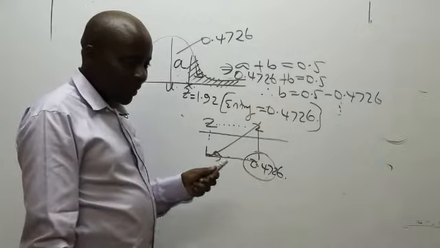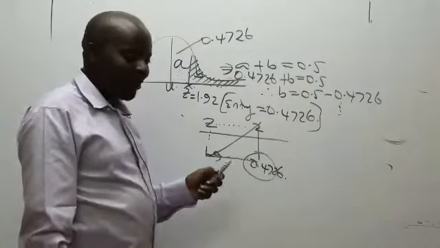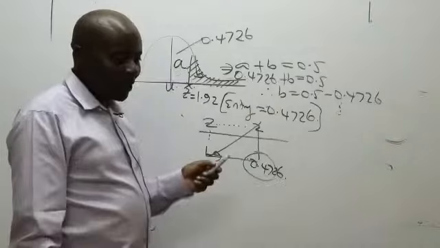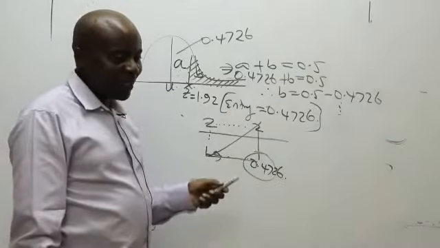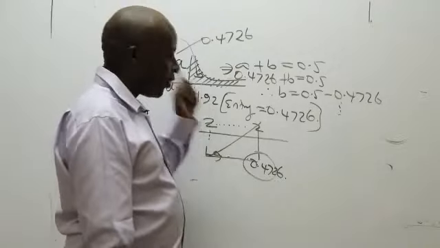0.4726. We finish one thing at a time. When are we subtracting? This kind of scenario now.